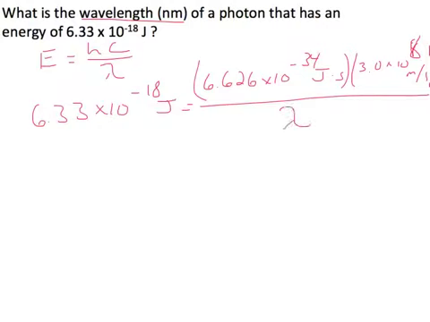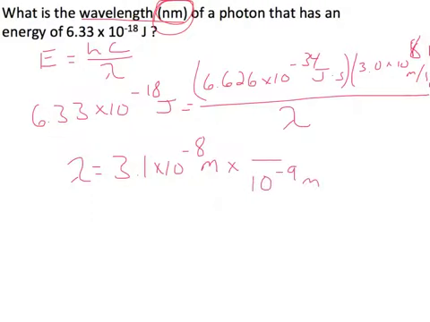And so if we solve for the wavelength, we basically get that the wavelength is equal to 3.1 times 10 to the minus 8th meters. We need it in nanometers because that's what our answer is calling for. So we know that there are 10 to the minus 9th meters in 1 nanometer. So our meters cancel, we're left with nanometers, and so what we get is 31.4 nanometers.